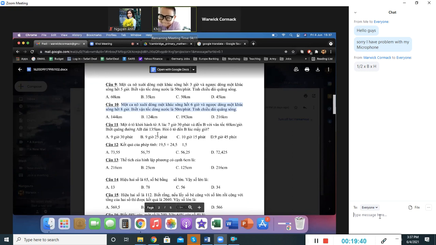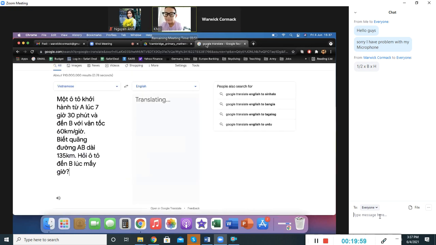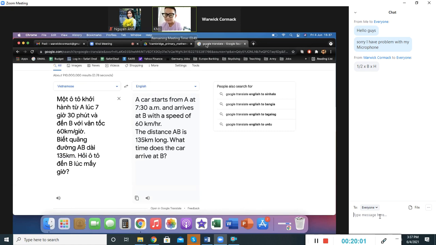Oh, and 11 is the same again. I know the 11 is not the same. The 10 and the 9 are the same, but the 11 is not the same. Now the 11 is talking about how long it will take. It's very easy. A car starts from A at 7:30 a.m. and arrives at B with a speed of 60 kilometers per hour. The distance AB is 135 kilometers long.